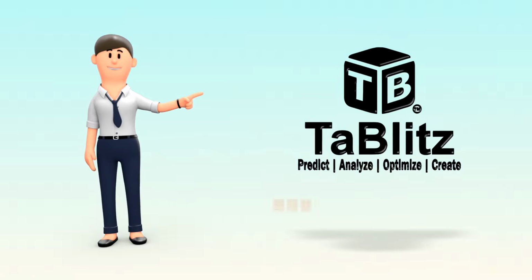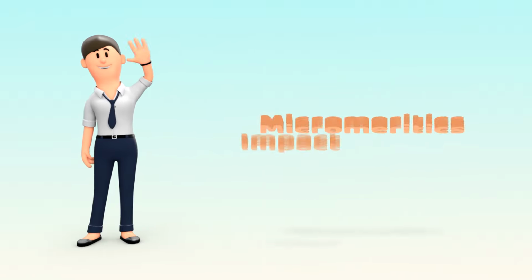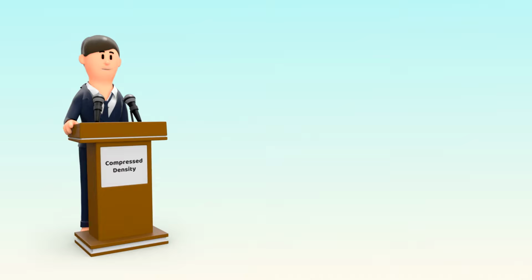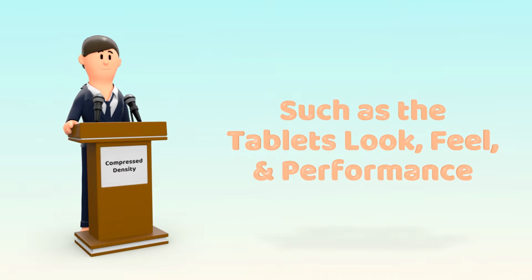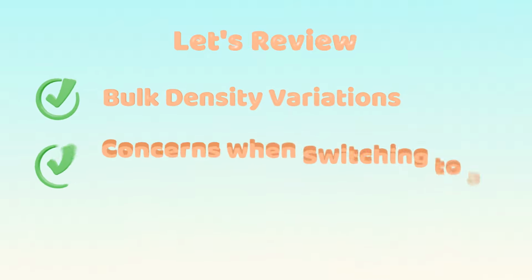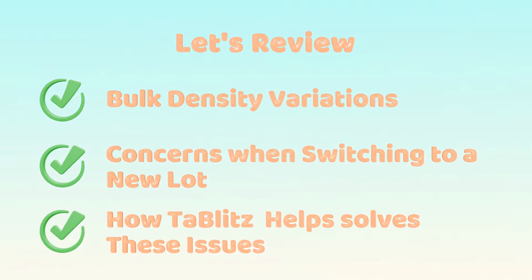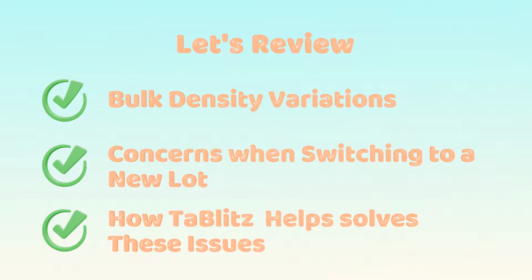Say hello to Tabby. In this video, Tabby is going to explain how powder characteristics impact different tablet features. It affects how tablets look, feel, and perform. When bulk density varies between batches or when switching lots, weight and hardness can change, even though thickness stays the same at constant roll positions on the tablet press.